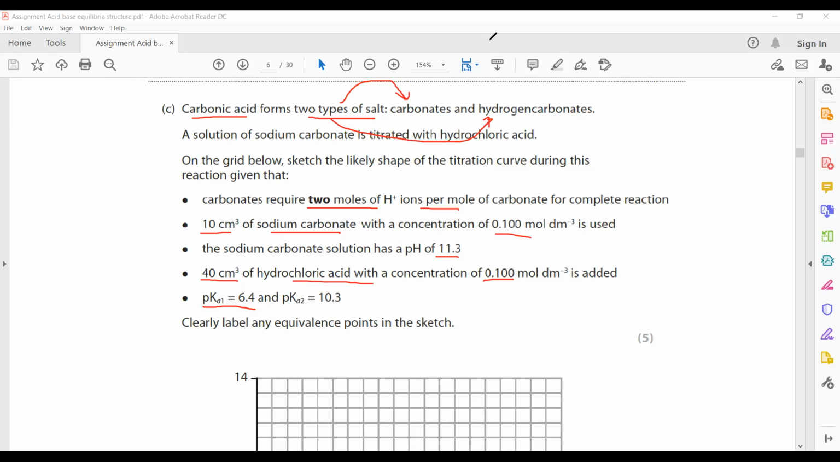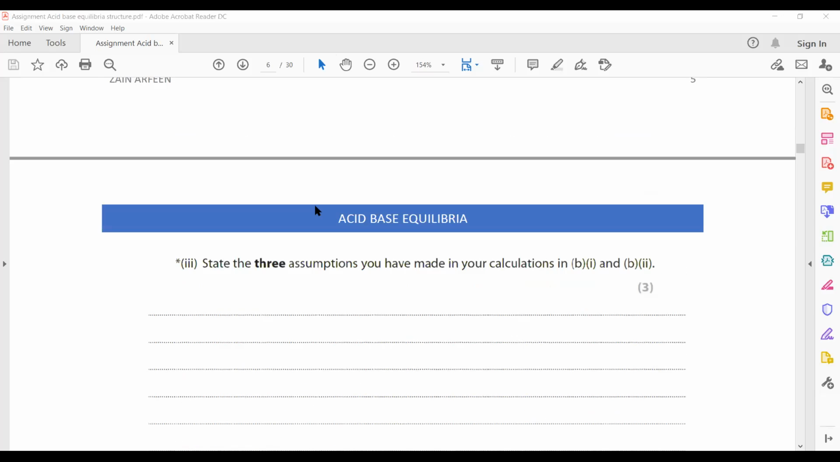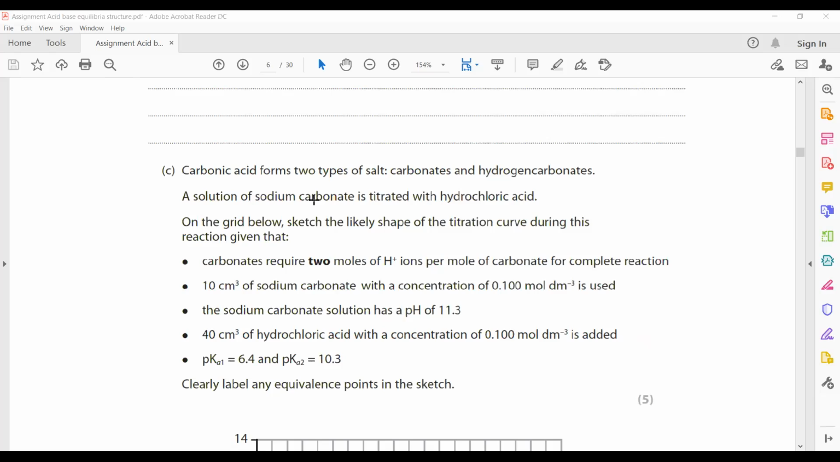So they gave you the hint that there is carbonic acid because you have sodium carbonate. And this sodium carbonate forms two types of salt. It can form carbonate, or it can form hydrogen carbonate, basically forming two types of salt, carbonates and hydrogen carbonates. And a solution of sodium carbonate is titrated with hydrochloric acid.